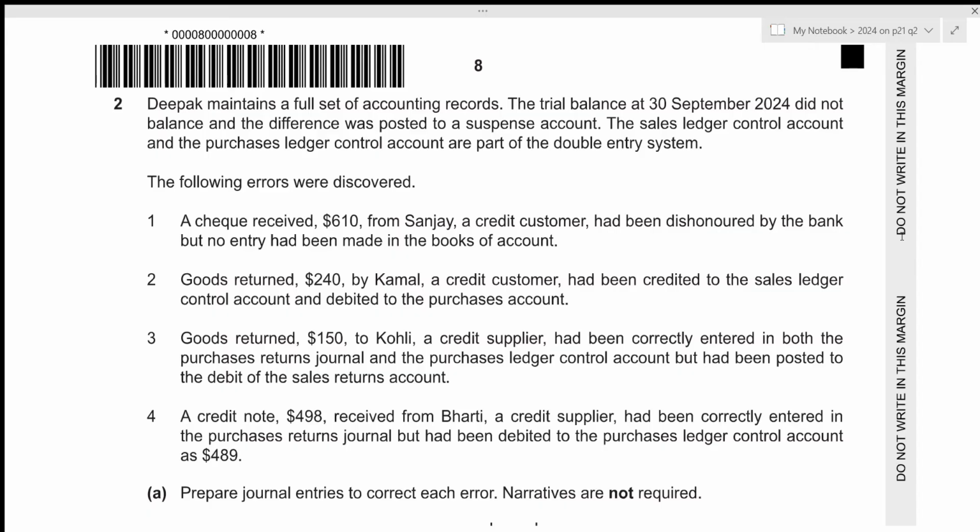Since question number 2 is of 15 marks, ideally you should be spending about 17.5 minutes in order to complete this question. And in this video as well, we'll be attempting to solve this question under 17.5 minutes. So without any further delay, let's get started.